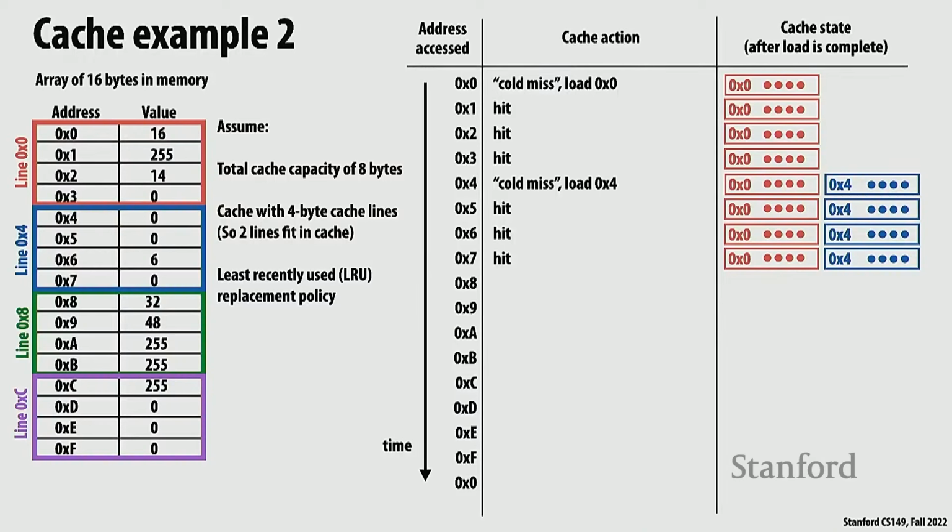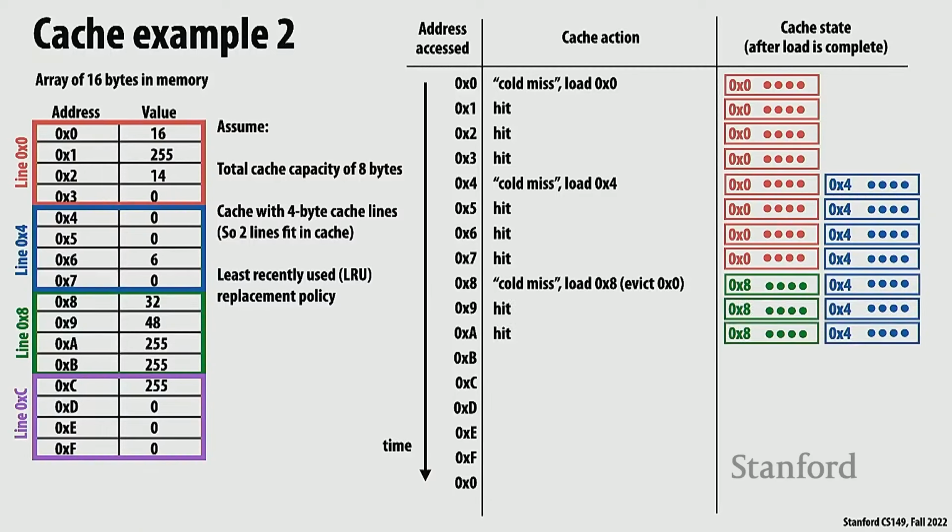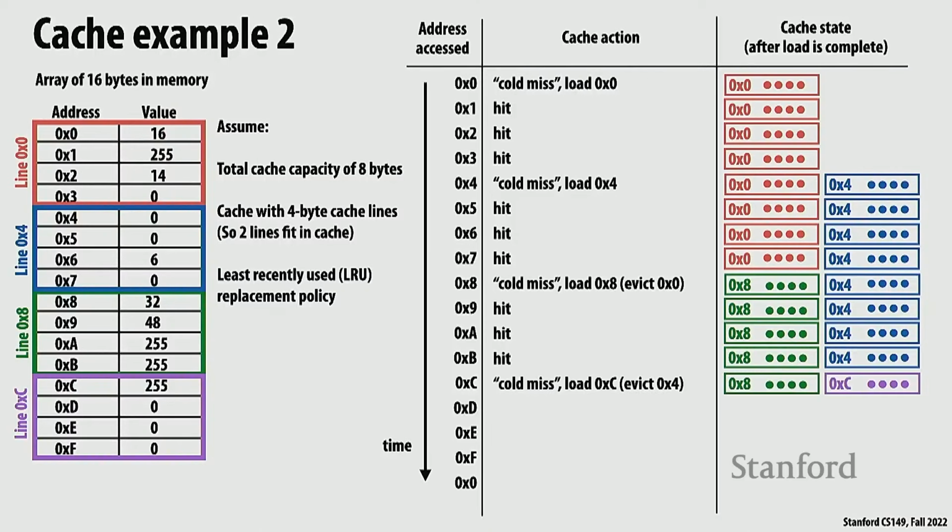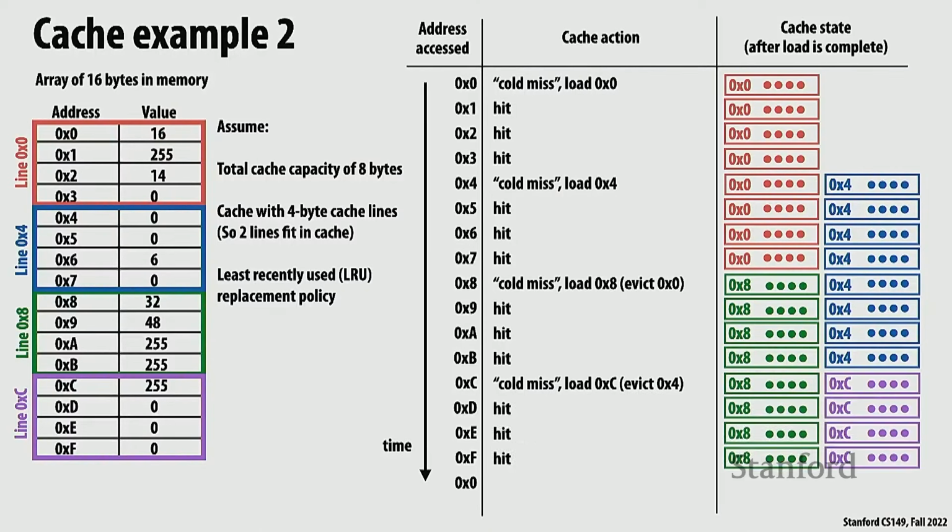And in this case, what color would it be? Red. It's red. So we're going to drop red and bring in green. Okay, so this is a cold miss on green, right? Because I've never touched green before. It's the first time I've touched this data. So this will continue. Hit. Then we get to address 12 or hex C. It's another cold miss, and we got to throw out blue. Exactly.